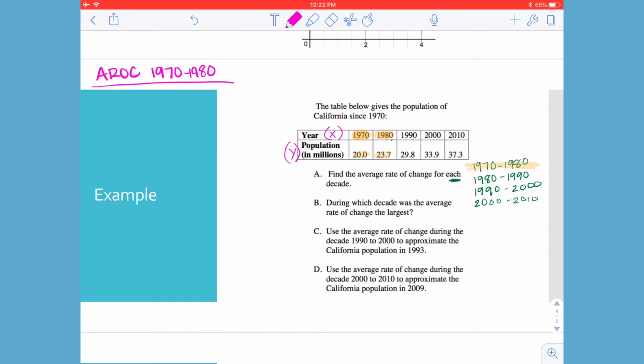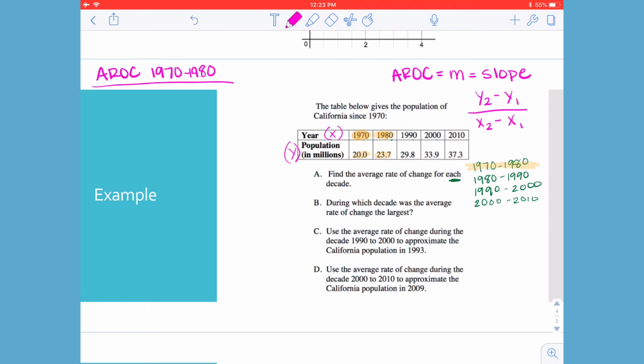So remember that average rate of change is equal to m, which is your slope. And we actually have a slope formula. Our slope formula is the difference between our y values over the difference between our x values. So y2 minus y1 over x2 minus x1.